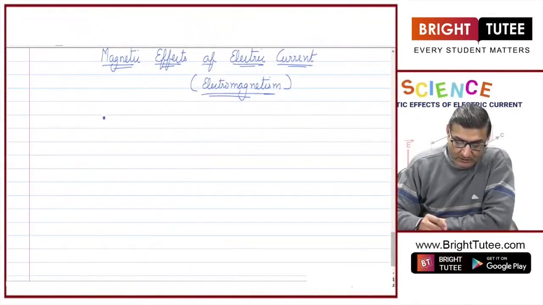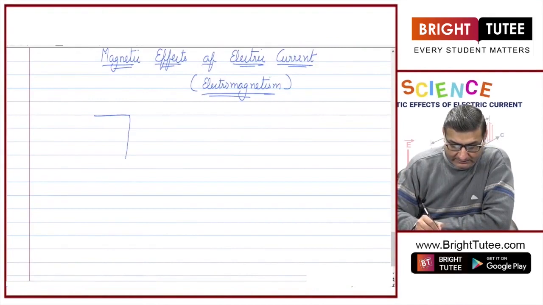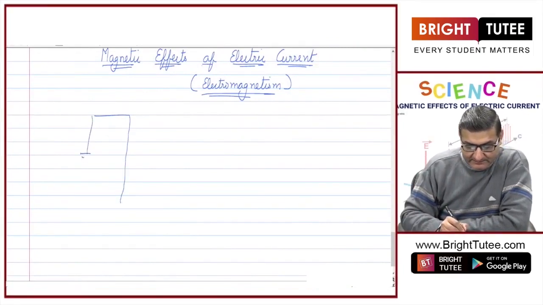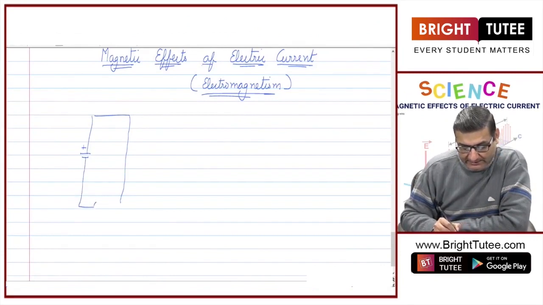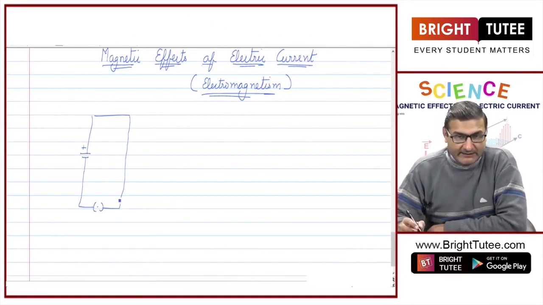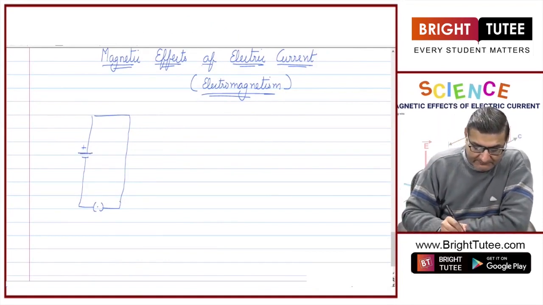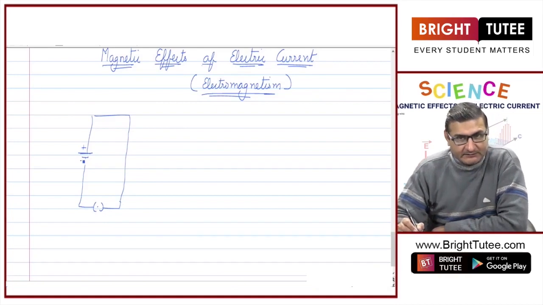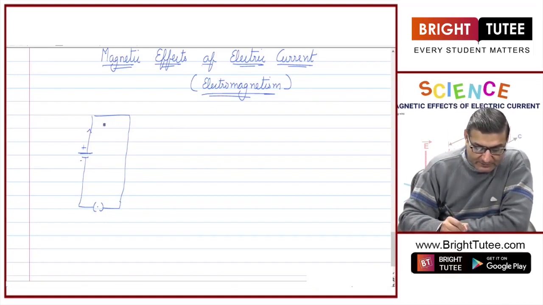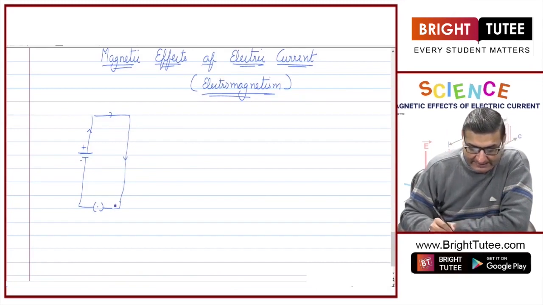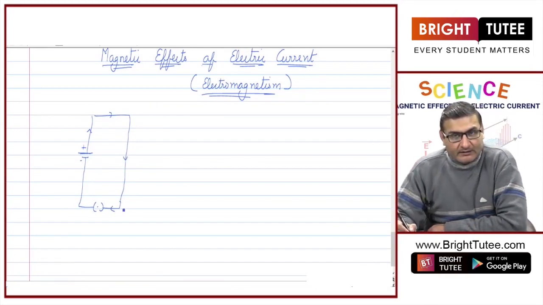Let us see. What we do is just take a wire. This is a straight current carrying conducting wire in which we are passing current, right? So this is the positive terminal, this is the negative terminal with which I have connected this wire. Now when I switch on, I see that the current is passing through this conductor, right?